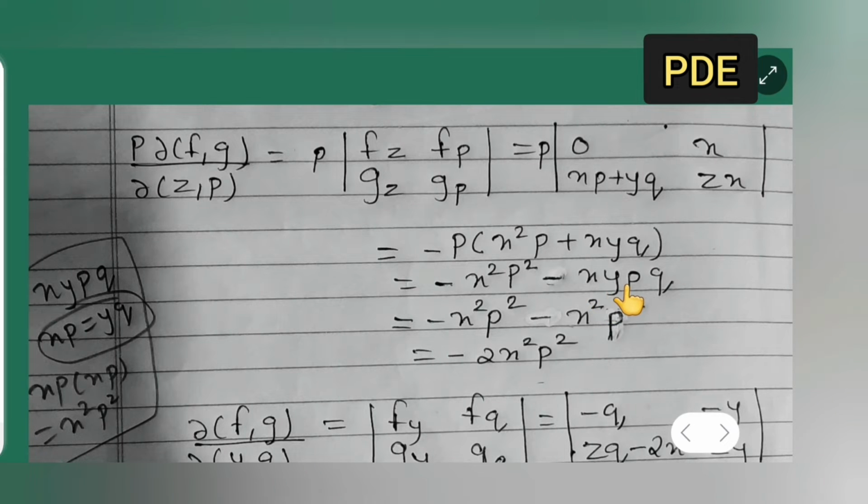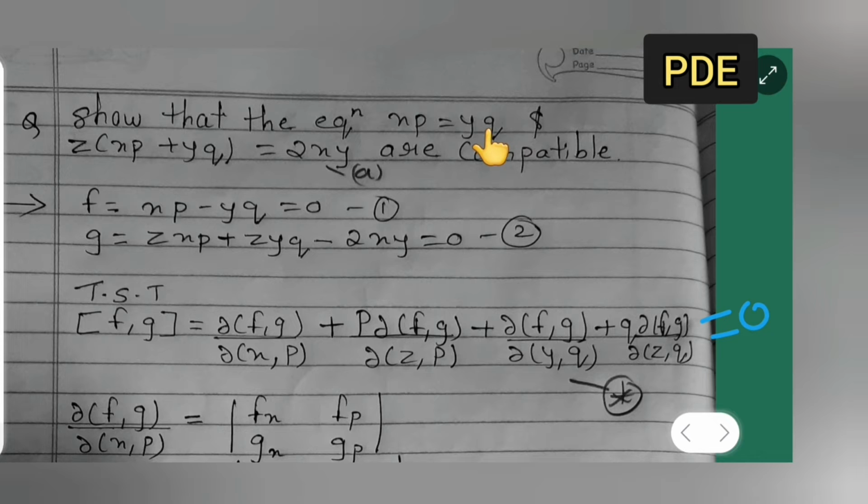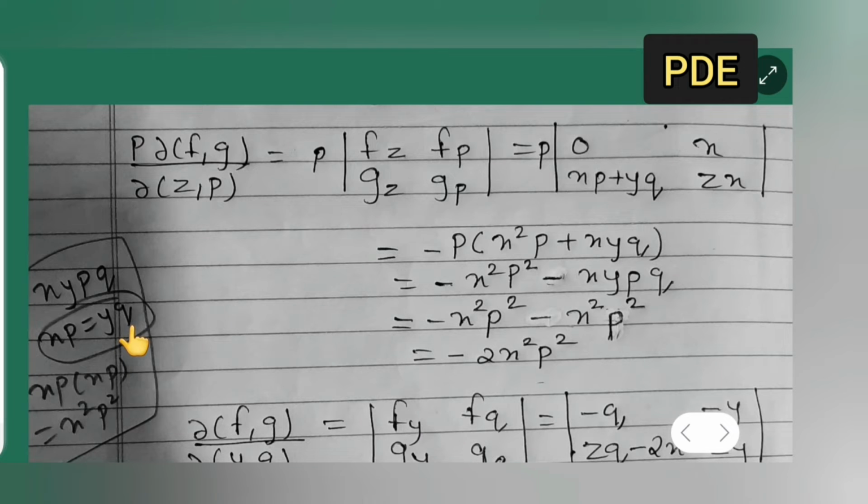now what is your yq? See, xp is equal to yq. In the question it is given itself that xp is equal to yq. So write the value of yq. Instead of yq, what am I going to write down? xp into yq is nothing but xp into xp, which is x square p square. So minus x square p square is there. So finally what you are going to get is minus 2y x square p square. This is how you got this thing.